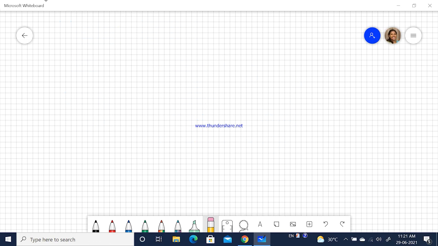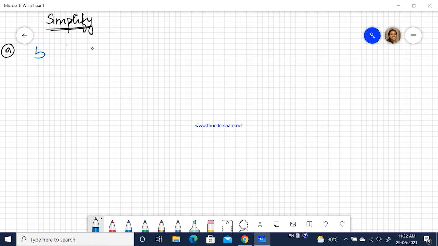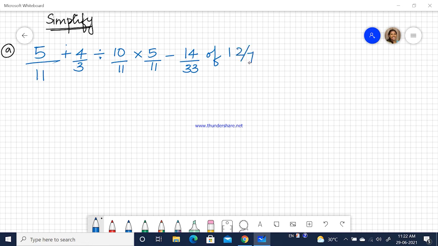How do we do the simplification process? For example, you are asked a question to simplify the expression 5 by 11 plus 4 by 3 divided by 10 by 11 into 5 by 11 minus 14 by 33 of 1 and 2 by 7. So this is your question.